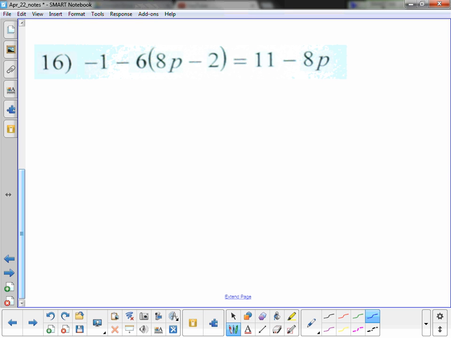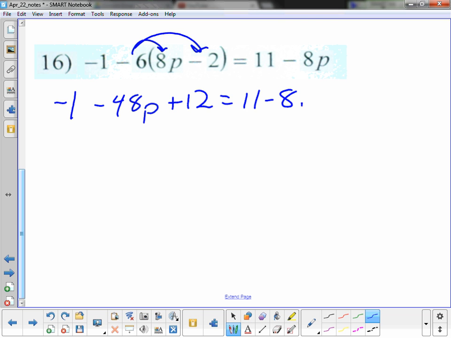And I have a negative 1 minus 6 times the quantity 8p minus 2 equaling 11 minus 8p. Now, I have to do the distributive property first because it's multiplication, where there's negative 1 minus 6 out in front is subtraction. So I've got to do this part first. So I got a negative 1, and negative 6 times 8 is a negative 48p. And the negative 6 times a negative 2, negative times negative is positive 12, equals 11 minus 8p.